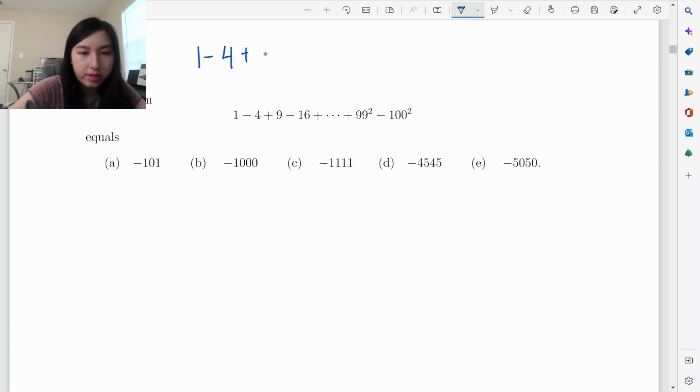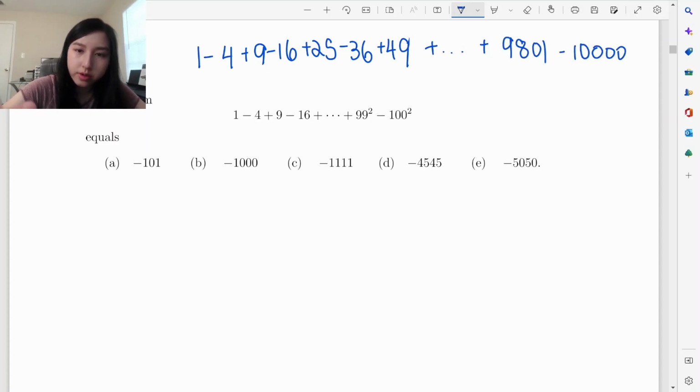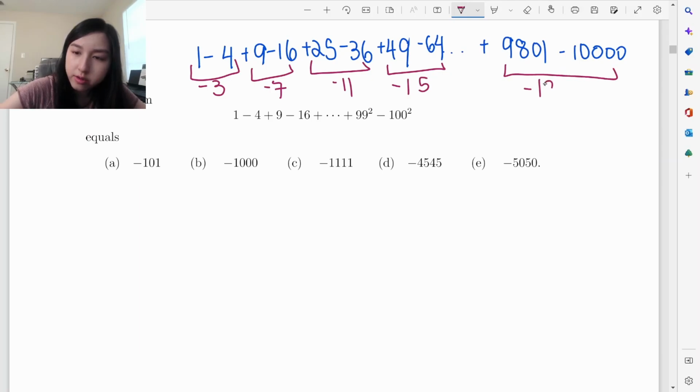1 minus 4 plus 9 minus 16 plus 25 minus 36 plus 49 and so on, up to 99 squared minus 100 squared, which is 9801 minus 10000. Alright, so if we group them up, 1 minus 4 is negative 3, 9 minus 16 is negative 7, 25 minus 36 is negative 11. So 49 minus 64 would be negative 15. And this last one is going to be negative 199.